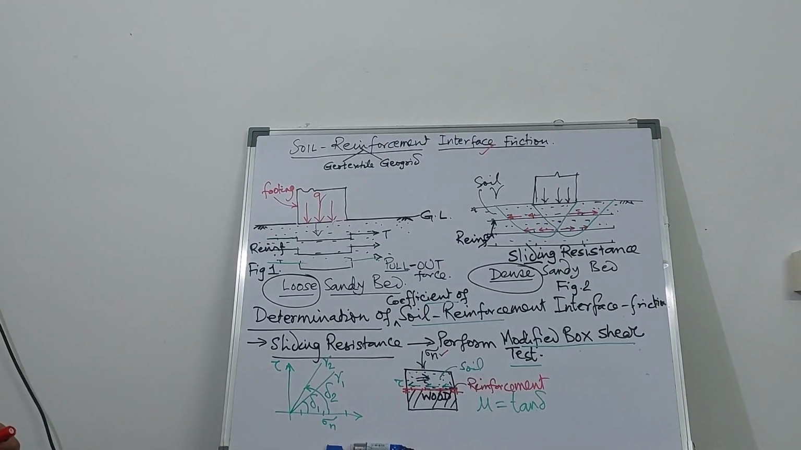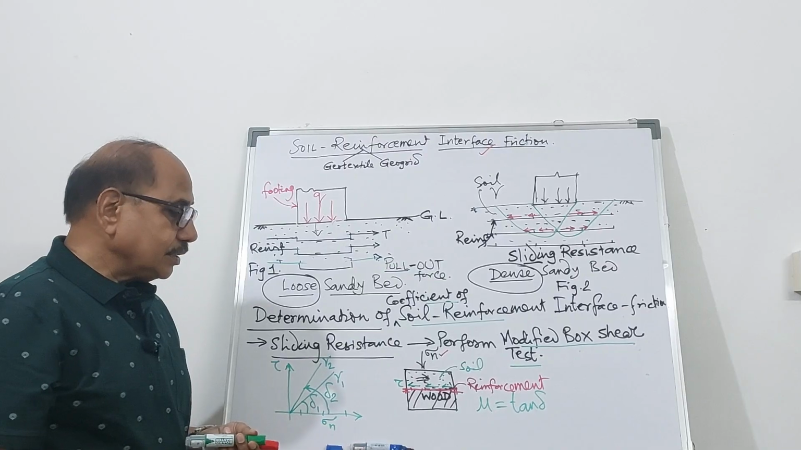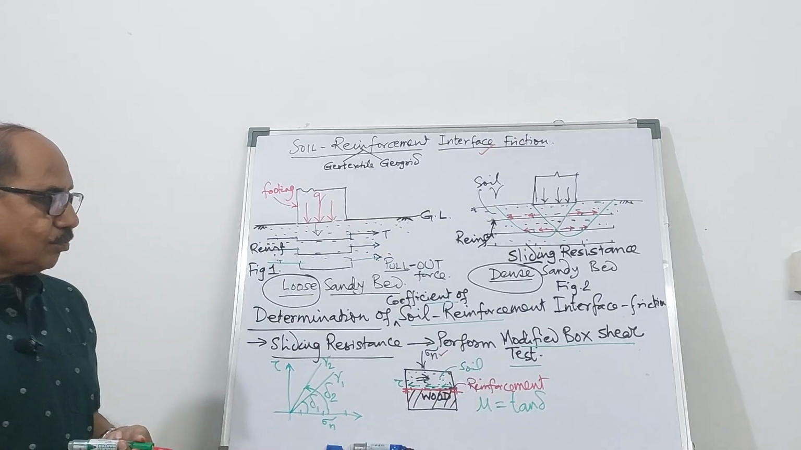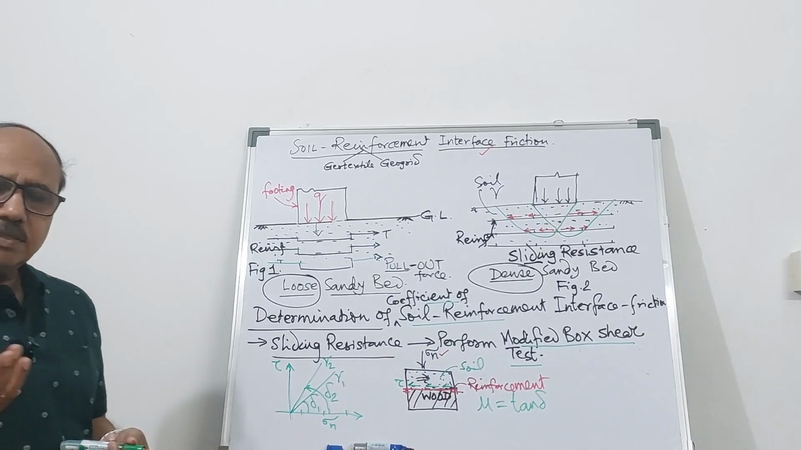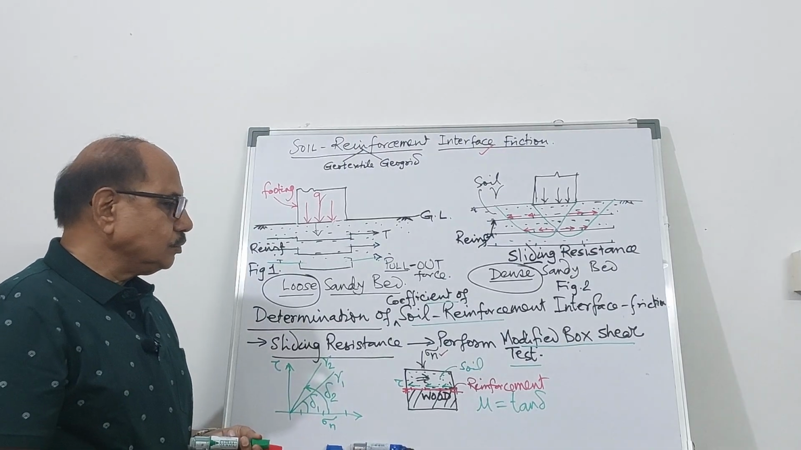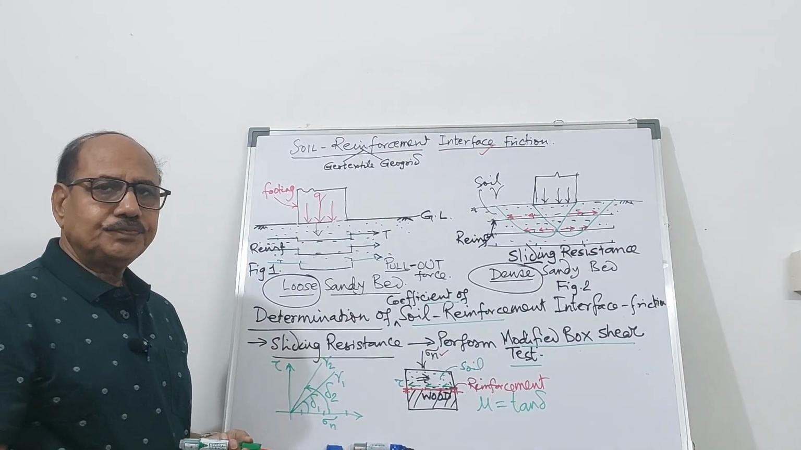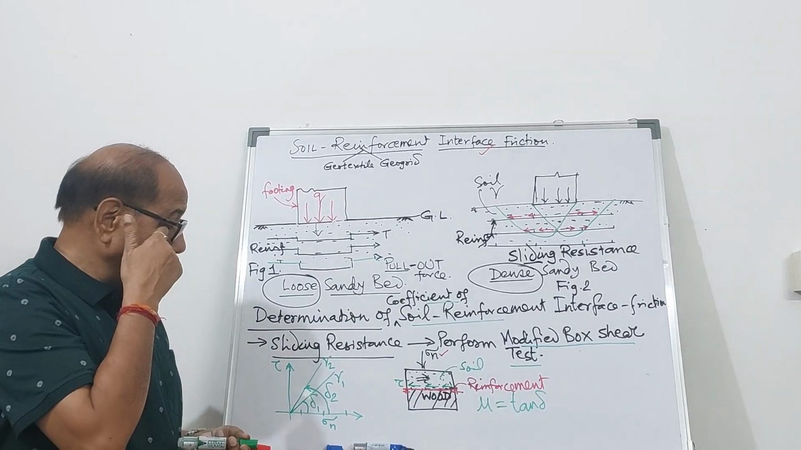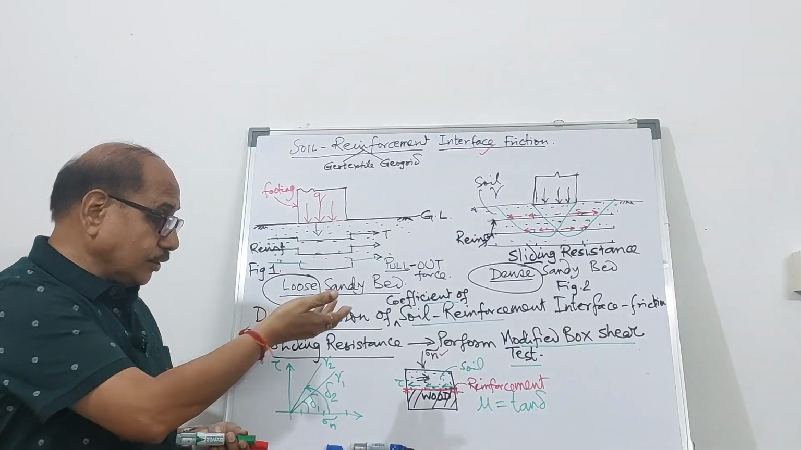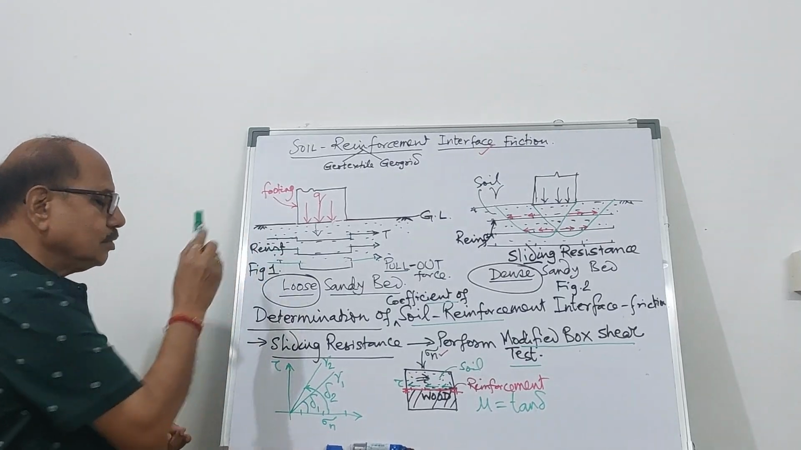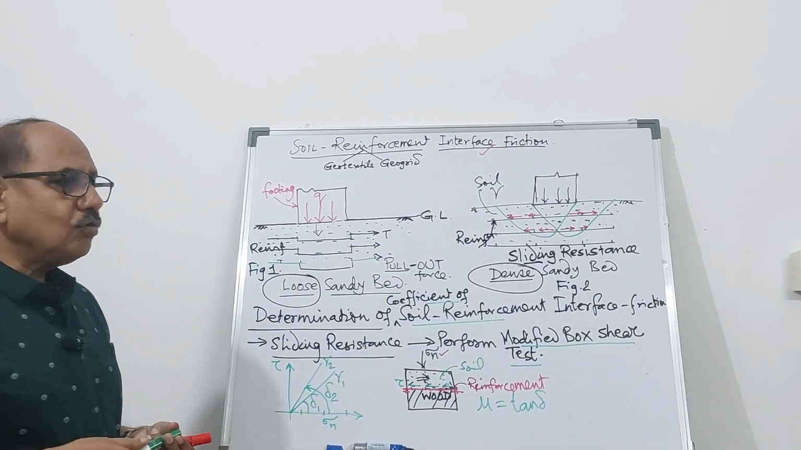So you can find out the coefficient of soil reinforcement interface friction. It is a very popular and very simple test, the modified box shear test. It is akin to the box shear test, and you can use the geosynthetic and find it out. But the case is this. Then you will have to find out the pull-out force.